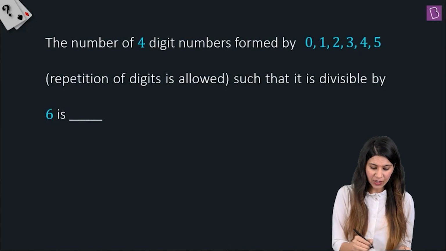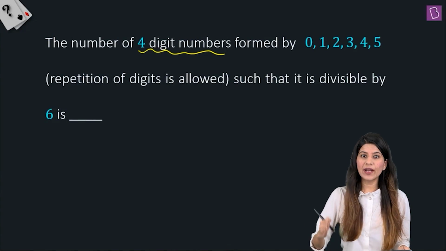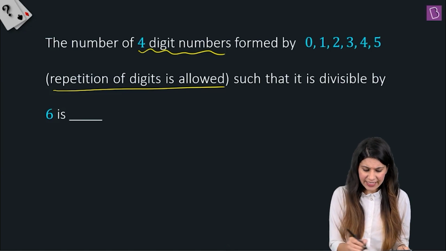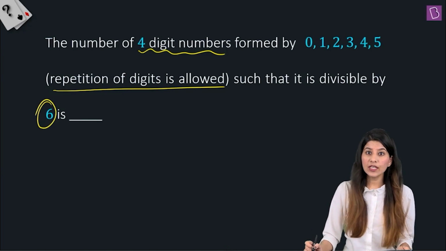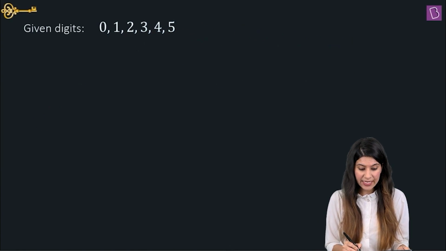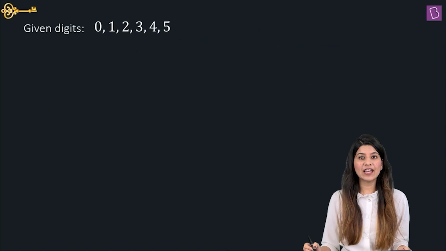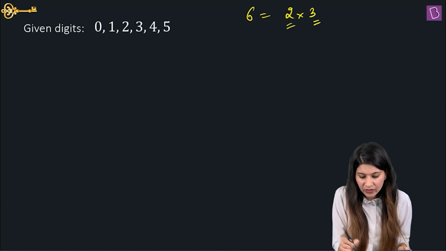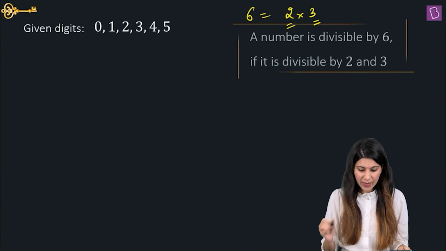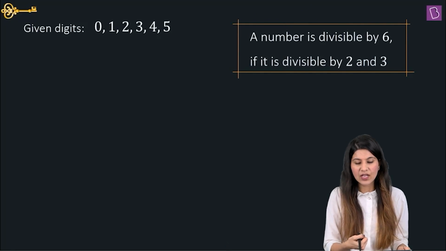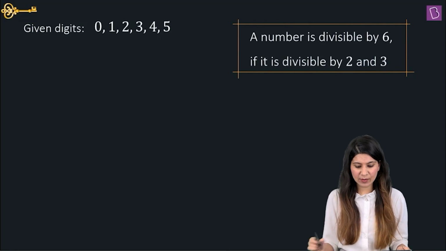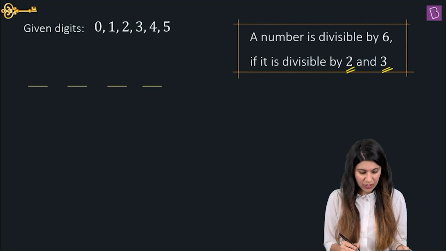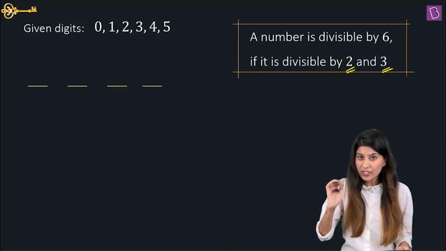In this question, we need to figure out the number of 4-digit numbers formed by 0, 1, 2, 3, 4, 5, where repetition of digits is allowed, such that it is divisible by 6. A number is divisible by 6 if and only if it is divisible by both 2 and 3 individually. And how many digits do we need to make? A 4-digit number.